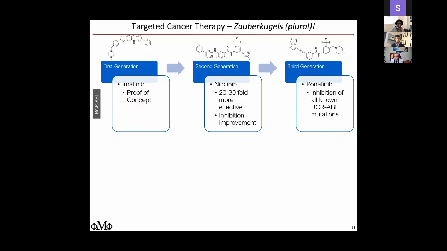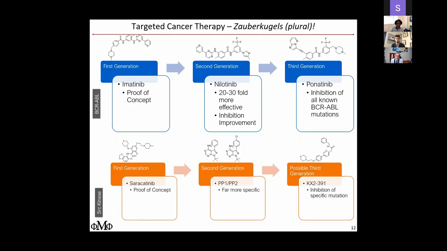A lot of times these tyrosine kinases will undergo mutations that make them resistant to our current drugs. So ponatinib was designed with the specific intention to inhibit all the forms of BCR-ABL. But this is not just for BCR-ABL. We've also got SRC kinase down here, which has gone through the exact same process, where we start with saracatinib in the first generation, which goes to PP1 and PP2, second generation. And now they're currently testing KX2-391, a lovely name, for the inhibition of multiple different specific mutations.